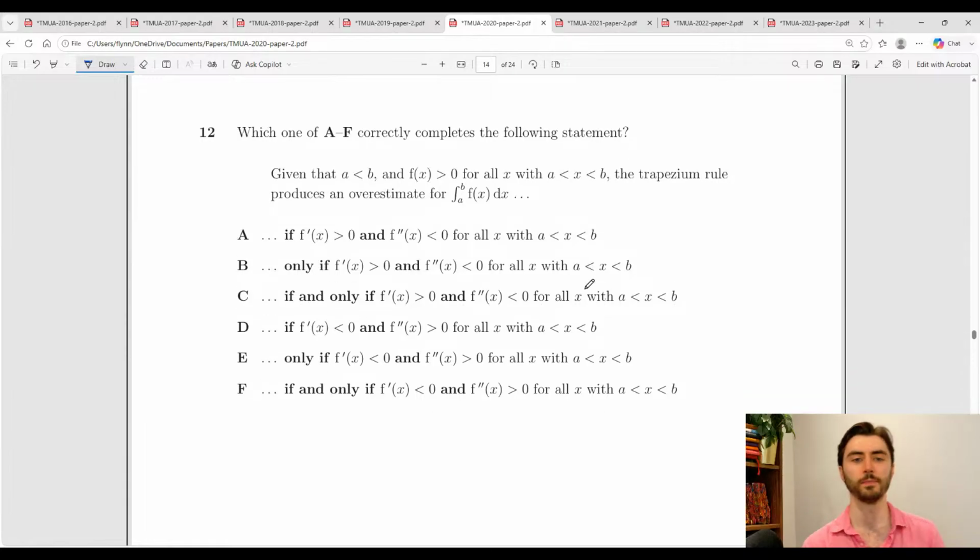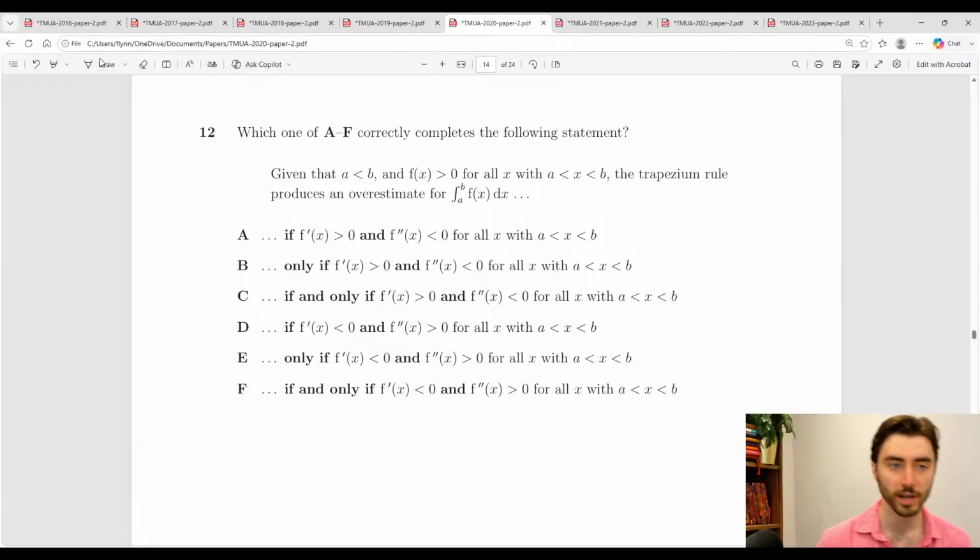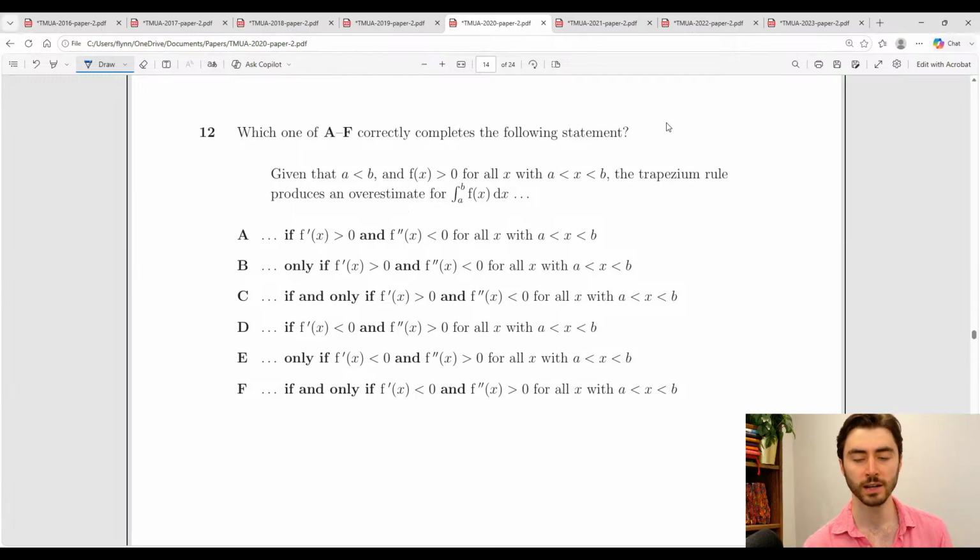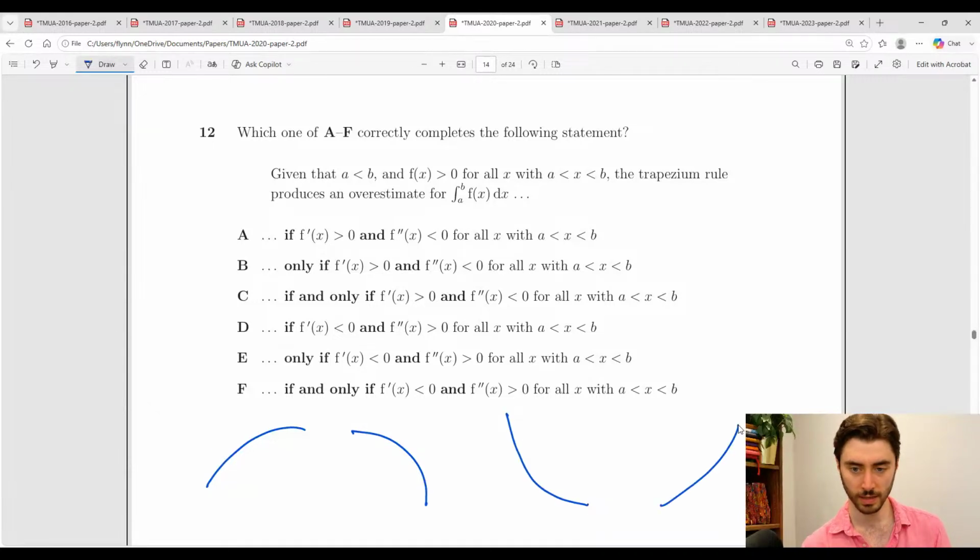So here, the trapezium rule produces an overestimate. So let's talk about overestimate, underestimate. I think I've talked about this in a previous stream. But the idea here, you can have different types of curve. I like to think of them based on a circle. Doing that and doing that.